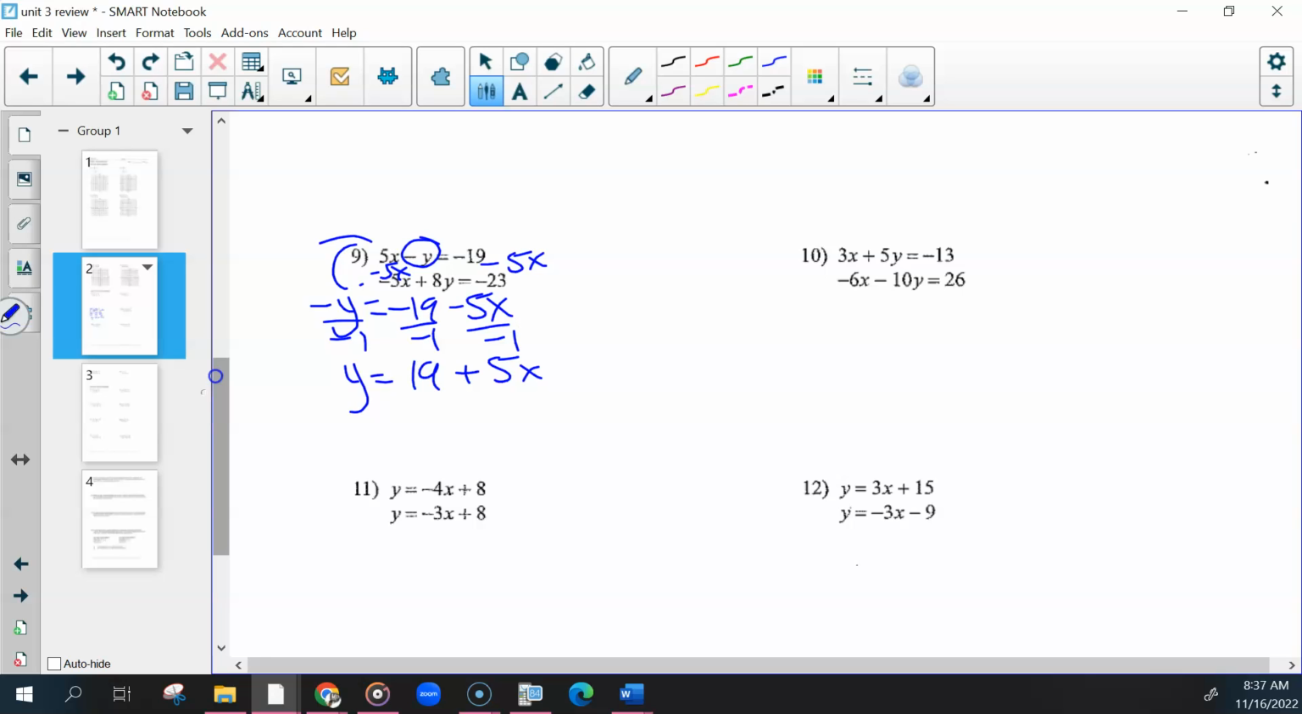Now we have an equation that has a variable by itself. And we're going to take this part of the equation and put it into the other, where y is. So negative 5x plus 8, and then in parentheses, everything we just solved, 19 plus 5x, and then equals negative 23. And from there, you would start solving. Solve for x, and then go back and solve for y.